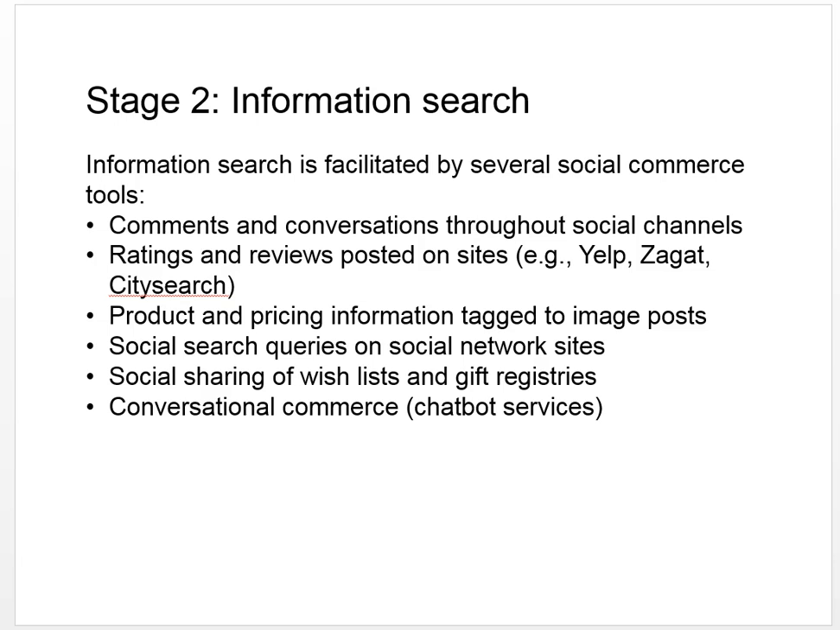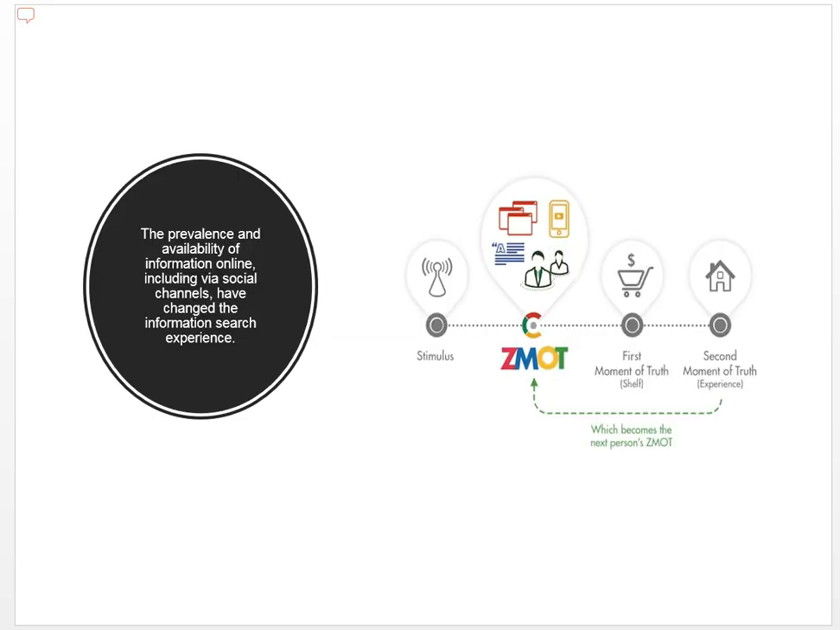Information search is facilitated by several social commerce sites. So comments and conversations through social channels, ratings and reviews posted on Yelp and Zagat. Products and pricing information tagged to image posts, social search queries to social networking sites, social sharing of wish lists and gift registries, and then conversational commerce. So this is where we start to have a look at chatbots and see how their process in actually information searching. So the prevalence and availability of information online, including via social channels, have changed the information search experience. So you just need to be aware of that.